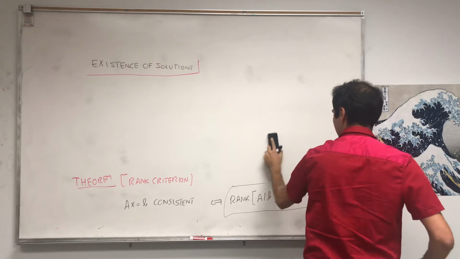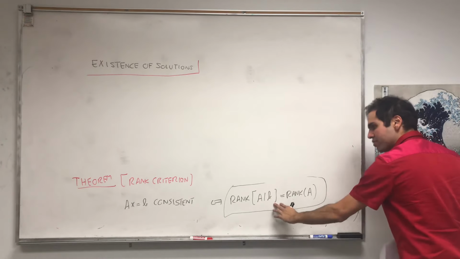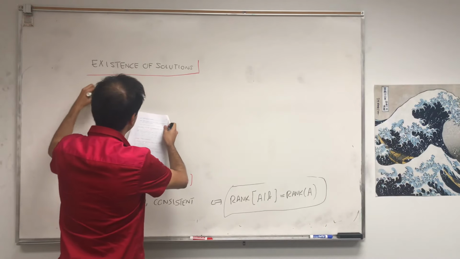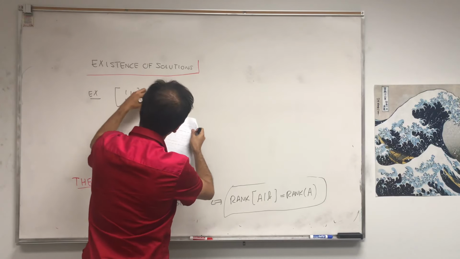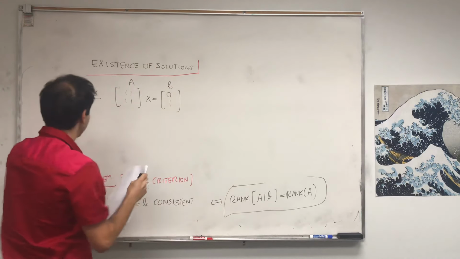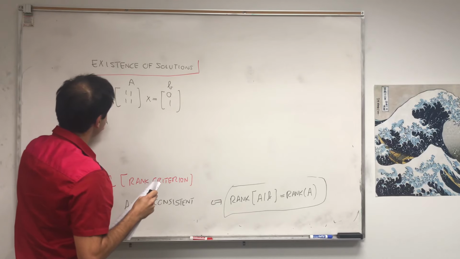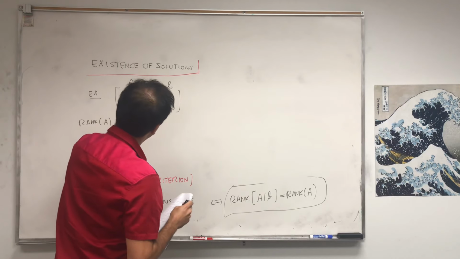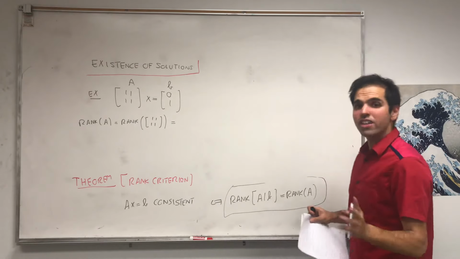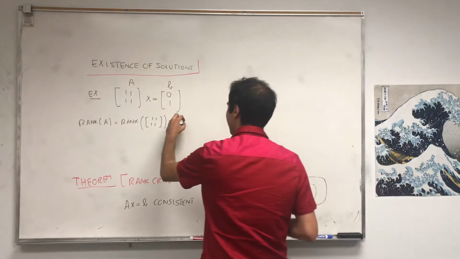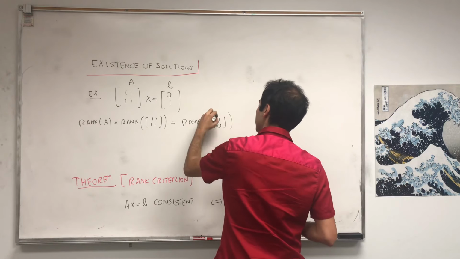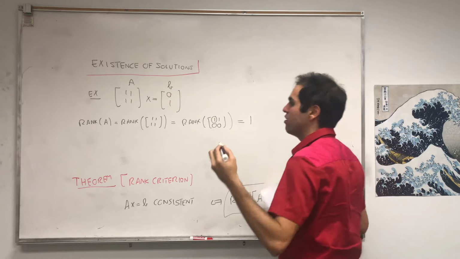In other words, as I said, this gives us a much easier way of checking if something is consistent. For example, again, consider our equation [[1, 1], [1, 1]] x equals (0, 1). This is A, this is B. Well, the rank of A is the rank of [[1, 1], [1, 1]]. To calculate that rank, just row reduce. And remember, row reduction doesn't affect the rank at all. So that is the rank of [[1, 1], [0, 0]], and this has one pivot. So the rank of A is 1.